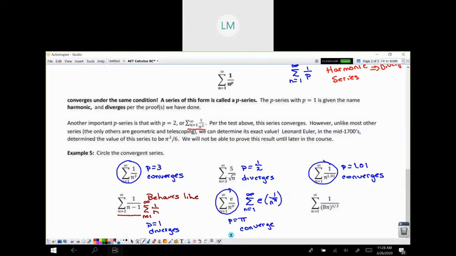And again, this next one needs some manipulation. So we have the sum from n equals 1. I can simplify 8 to the 1/3, and that's just 1 over 2 times n to the 1/3. Okay, so our p is equal to 1/3, so this one diverges. And that's going to be the end of the p-series notes.